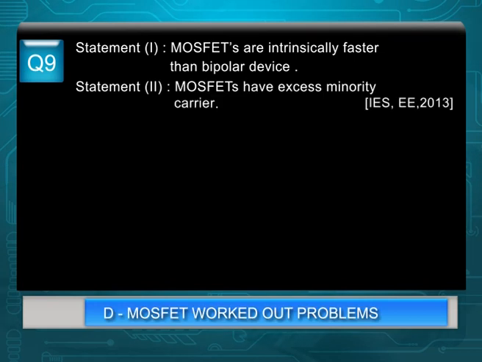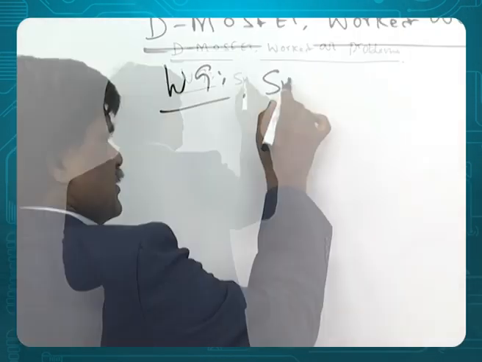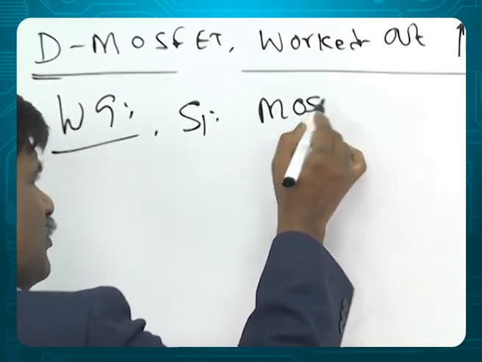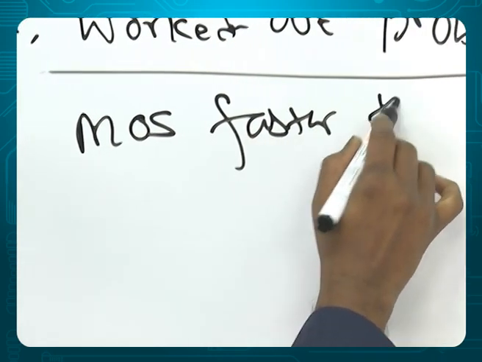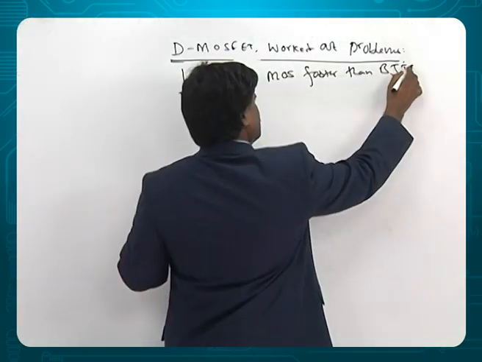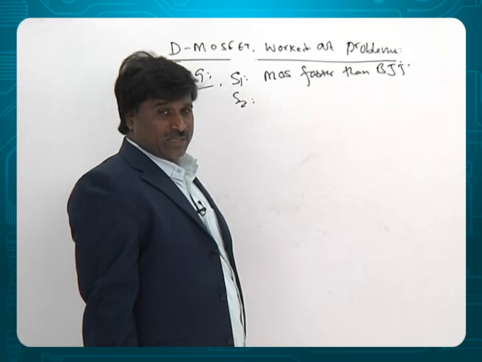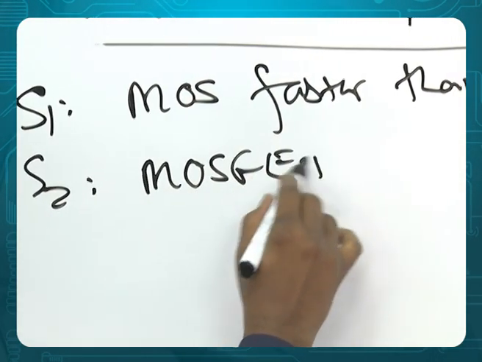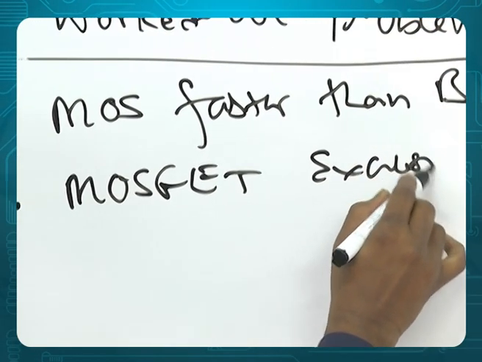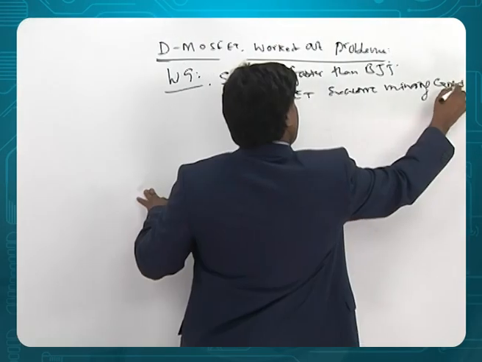Problem 9. Statement 1: MOSFETs are intrinsically faster than bipolar devices. Let us write statement 1: MOSFET is faster than BJT. Statement 2: MOSFET has excessive minority carriers.